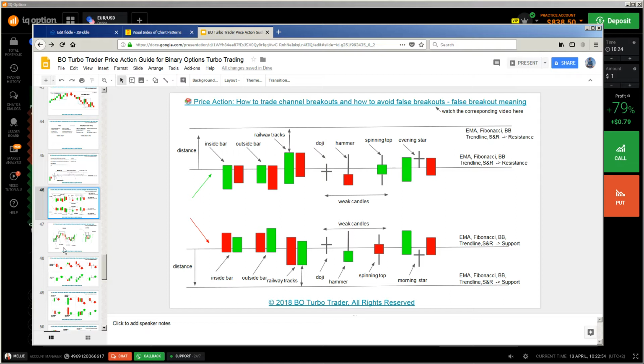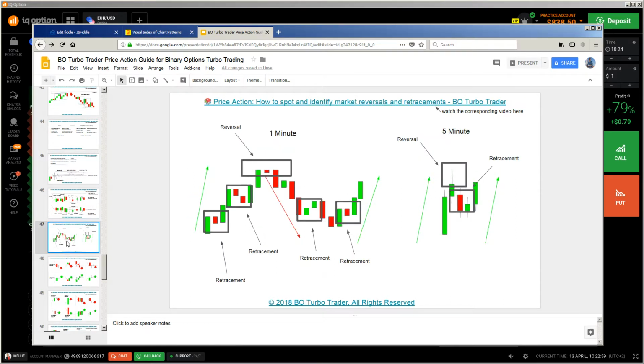So, and then we have the retracement and reversal stuff in this video here, where you see that a retracement in a higher time frame is a reversal in a lower time frame, and so you can get it from one scaling to another scaling to understand that kind of concept.